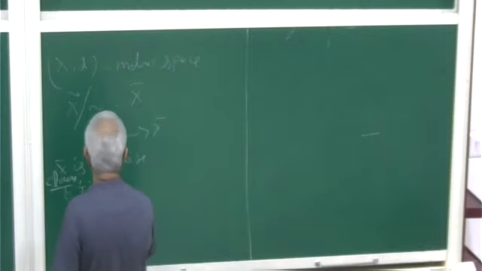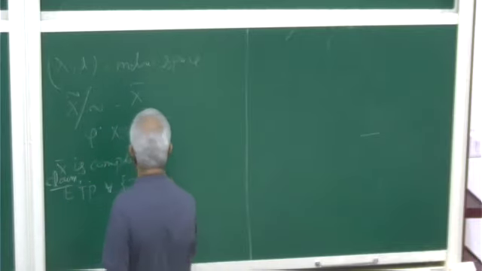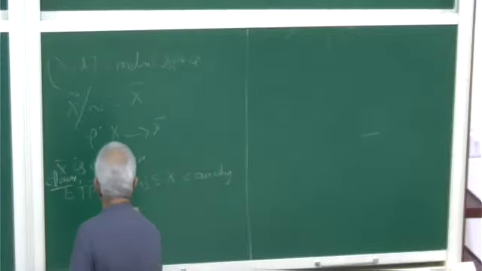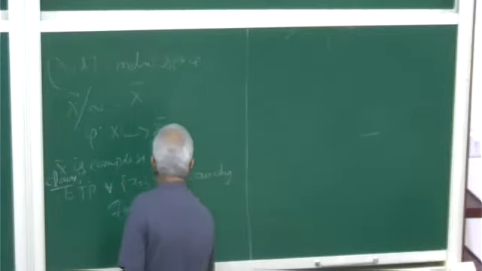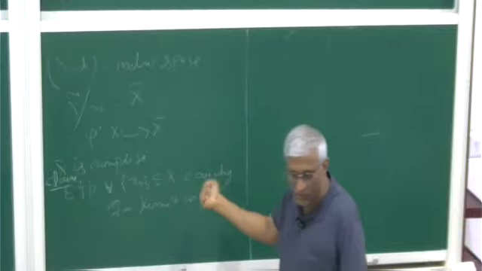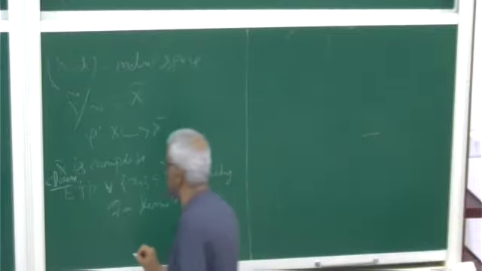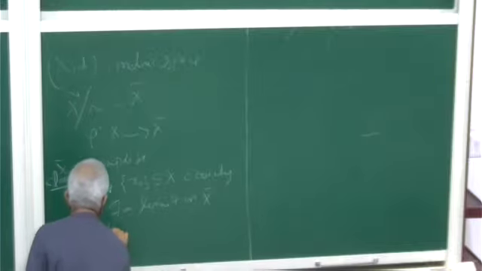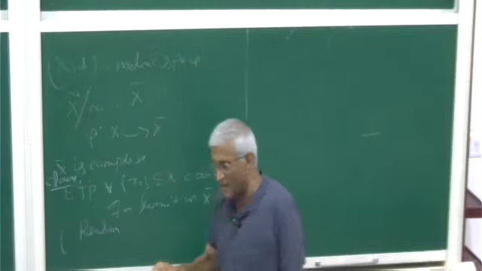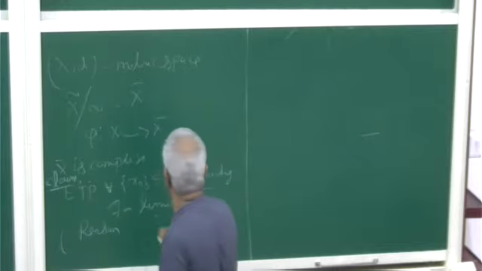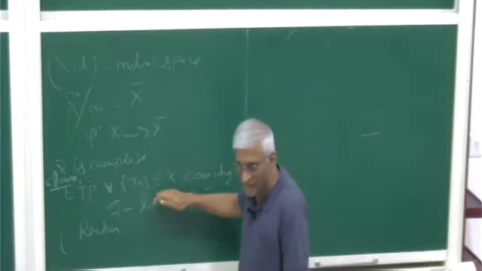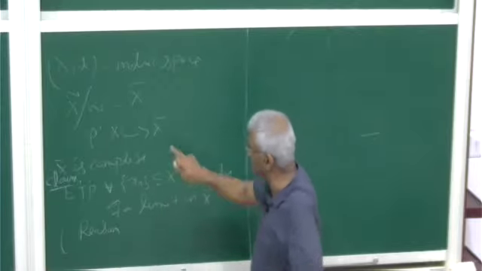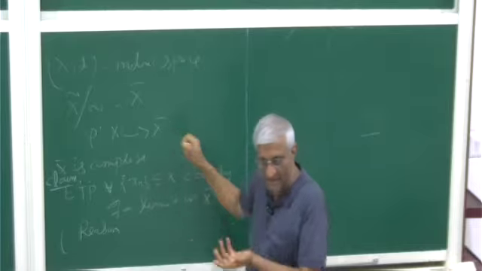It is enough to prove that for every Cauchy sequence Xn in X, there exists a limit in X bar. Why is it enough to show this? The reason: if we assume we have shown that for Cauchy sequences in X there is a limit, we have to show that for any Cauchy sequence in X bar, there is a limit.